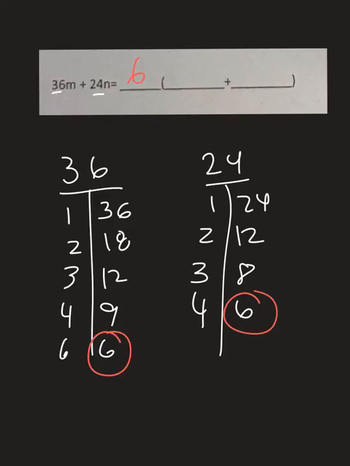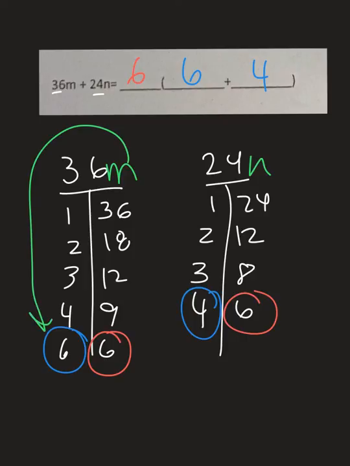And on the inside of the parentheses, we are going to put the remaining factors. So we have another 6, and we have a 4. Now, let's take a look at the variables that were with the original expression. So we had 36m and we had 24n. So this m needs to go with the 6 that's inside the parentheses, and the n, oopsie, needs to go with the 4 that's on the inside of the parentheses. Okay? So it should read 6 parentheses 6m plus 4n.